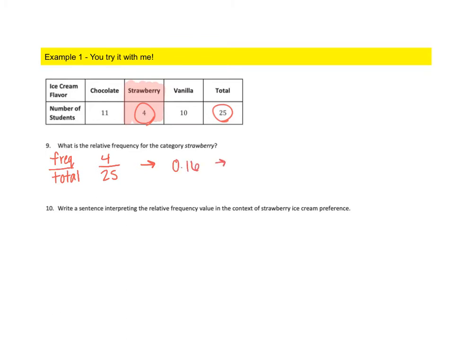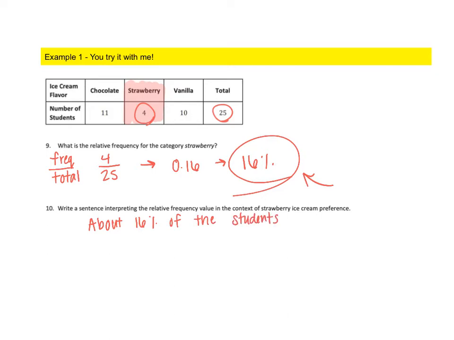All right, you should have got that 4 divided by 25 is 0.16. And if we want to turn this relative frequency into a percentage, this is 16%. Okay? Or sorry, a percentage. I don't know why I said decimal. All right, number 10 says, write a sentence interpreting that relative frequency in the context. So what does this mean right here? What does 16% mean? Well, this is what it means. It means about 16% of the students surveyed prefer strawberry.